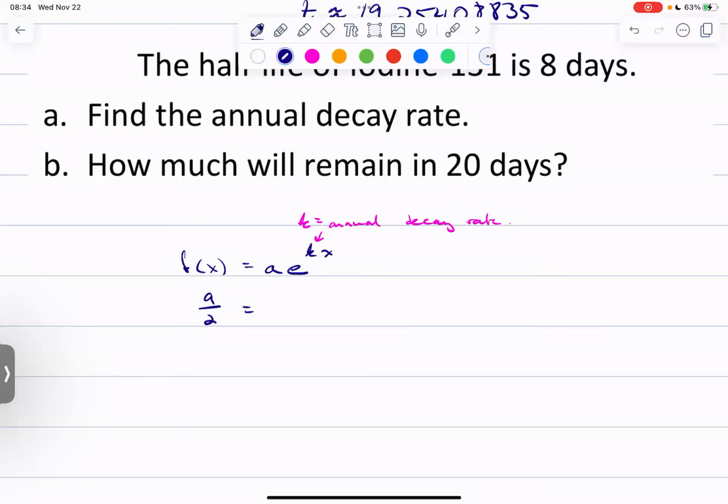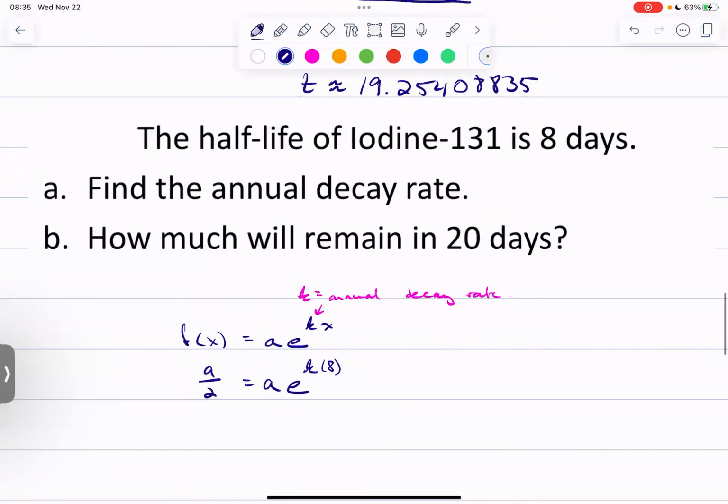Get rid of the a in that one. We're not solving for a. Yes, you can. I'll show you why. But you could, yeah. If you're working through problems, you're allowed to. I just want to show you why. So then times e to the k times 8. Right? Because this tells us that f of 8 is 1/2 times a.